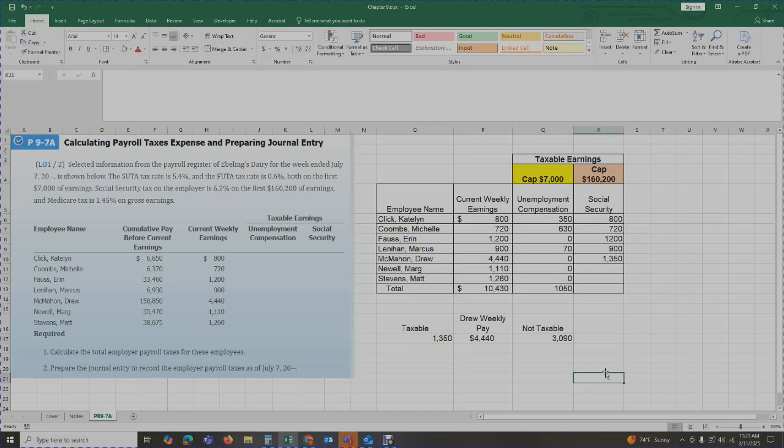Okay. Now we look at Mark and Matt. Both of them are in the 30s range. So that means that both of these employees have a long way to go before reaching the cap.